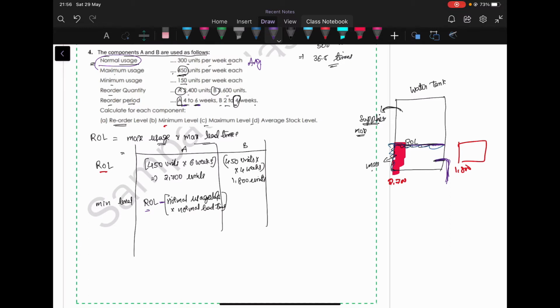So reorder level for product A is 2700 units. From this, normal usage for A is 300 units, into normal lead time. Normal lead time is 4 plus 6 divided by 2, which is 5 weeks. So 300 into 5 is 1500, minus 2700, that is 1200 units, the minimum units. 1200 units.